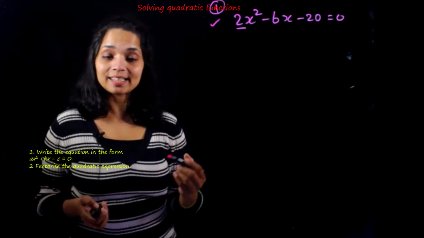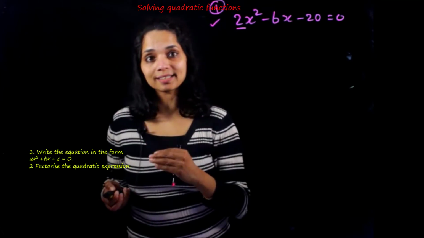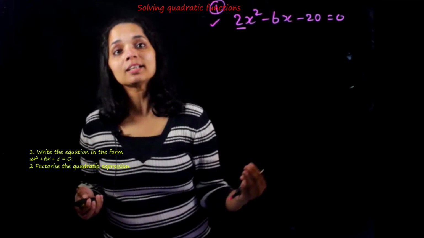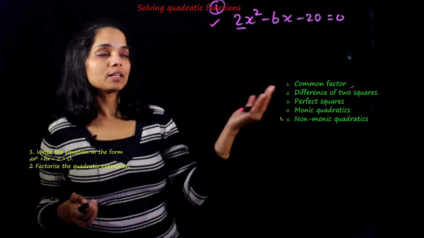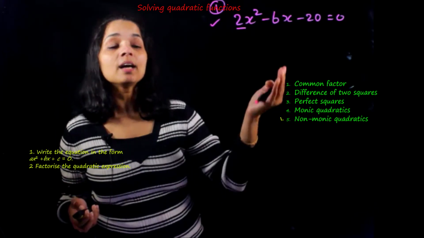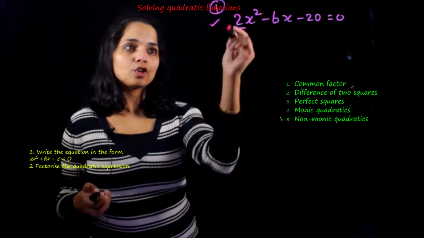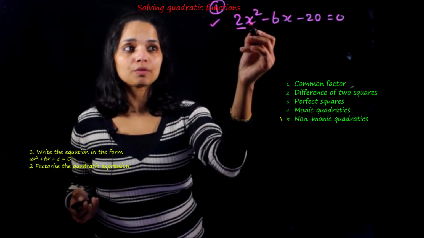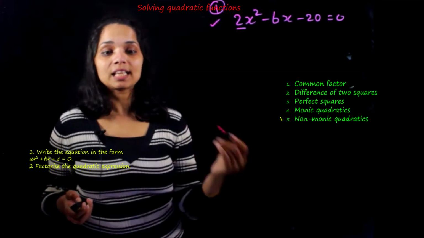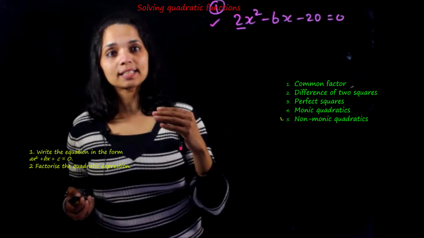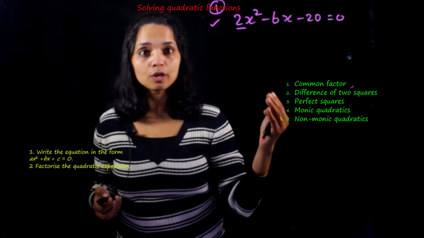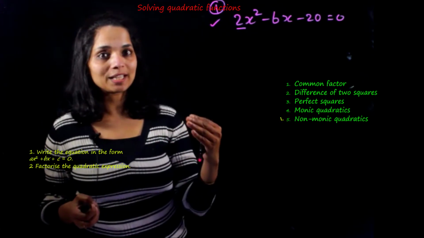Okay, for factorizing, we've seen many different techniques depending on the situation we are in. So this is not a common factor. Difference of two squares doesn't work here. Perfect squares, no, this is not a perfect square. And monoquadratic, no, it is not, because the coefficient of x squared is 2. So this is a non-monoquadratic. The two methods that we learned to factorize a non-monoquadratic, and we can use the cross method in here.